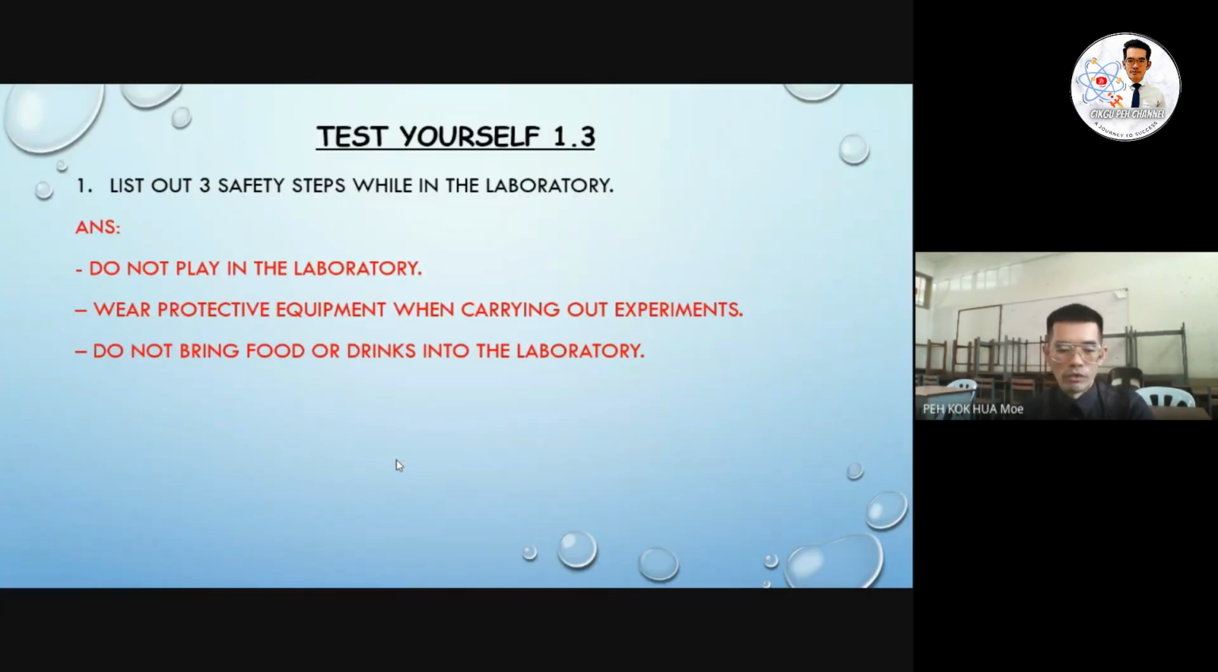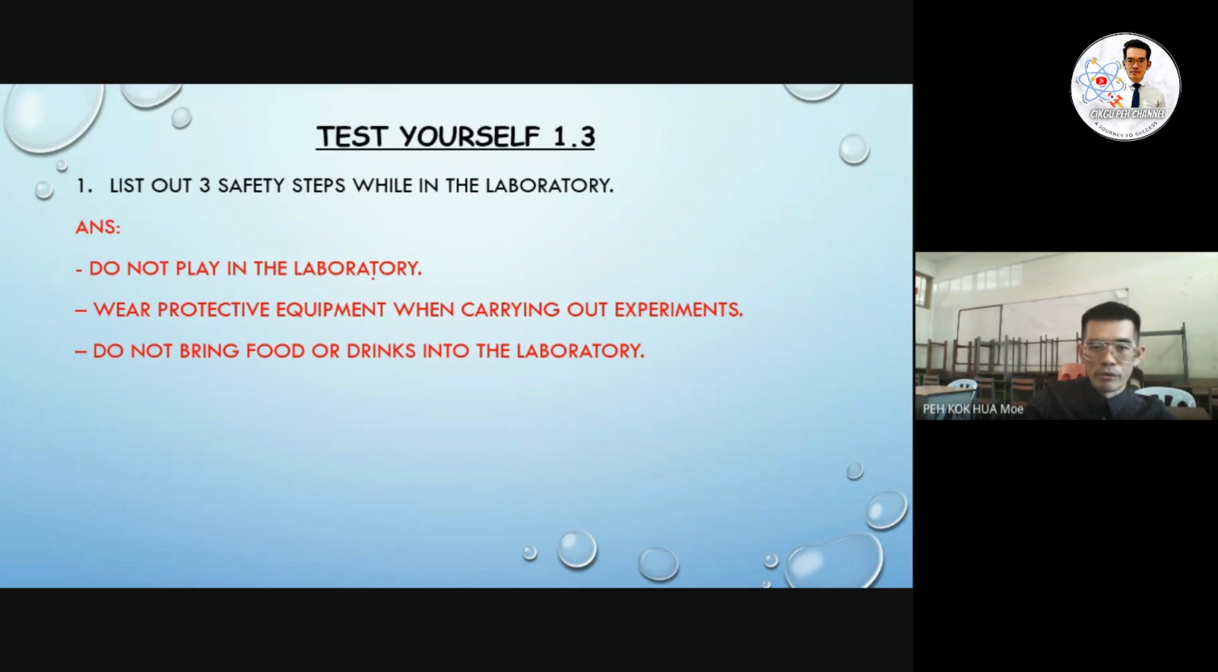We have already finished our subtopic 1.3. So let us discuss the last part for today, Test Yourself 1.3. This is also one of the exercises you can find in your textbook, on page number 18. The first question: list out 3 safety steps while in the laboratory. This is a quite straightforward answer.